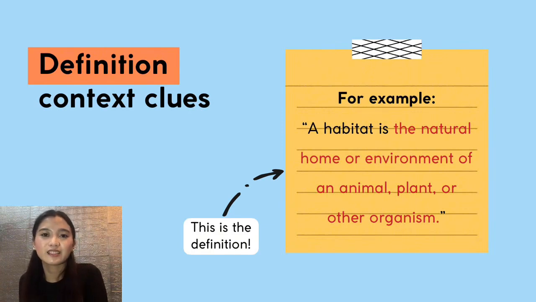In this sentence, the definition is already right there. The word "is" signals that the author is giving us the meaning. So when you read a sentence like this, you can quickly identify the clue. It's a definition context clue because the meaning is directly stated.